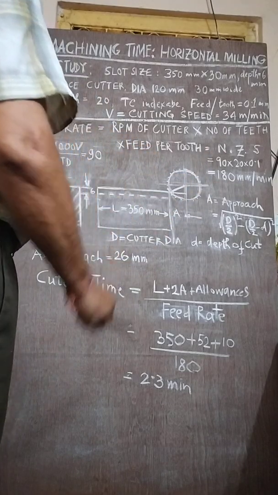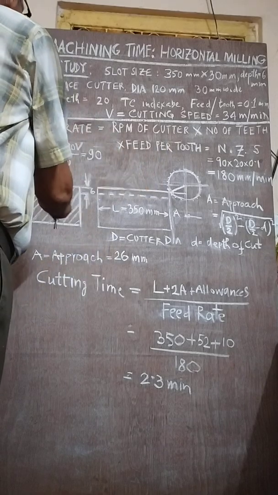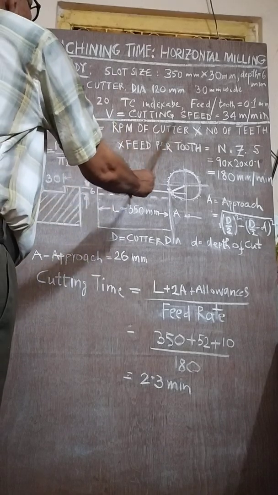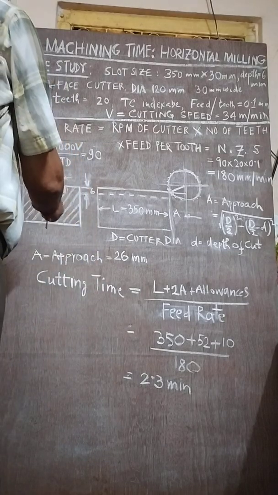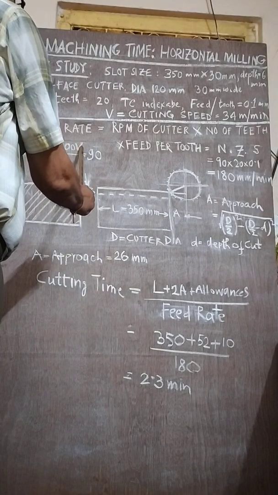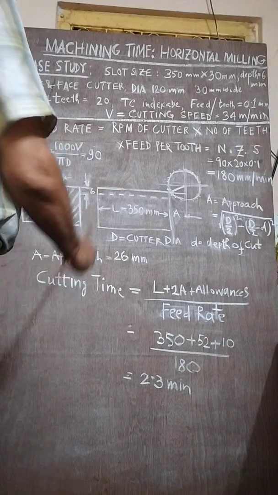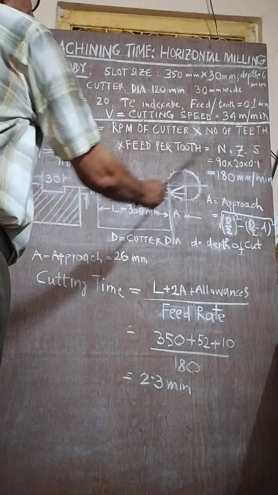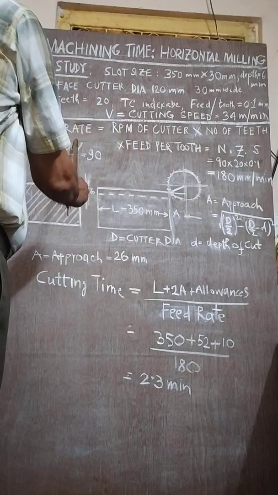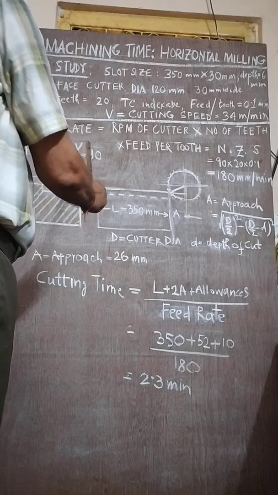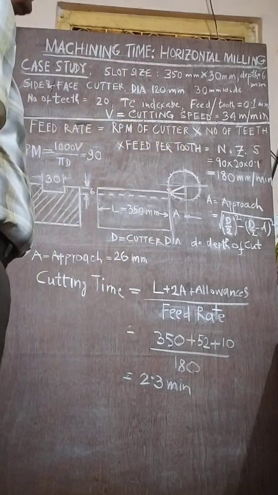Now this RPM of the cutter has been achieved from a formula. We have to first find out the RPM of the cutter. This formula is RPM equals 1000 V by pi D, where D is the diameter of the cutter. This has been found as 90, and this 90 we have put here. The peripheral or linear velocity of the cutter while cutting is given as 34.